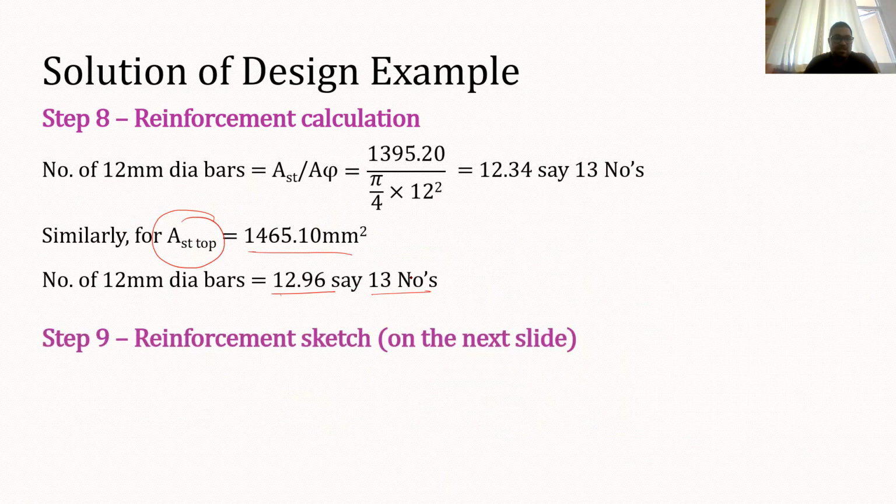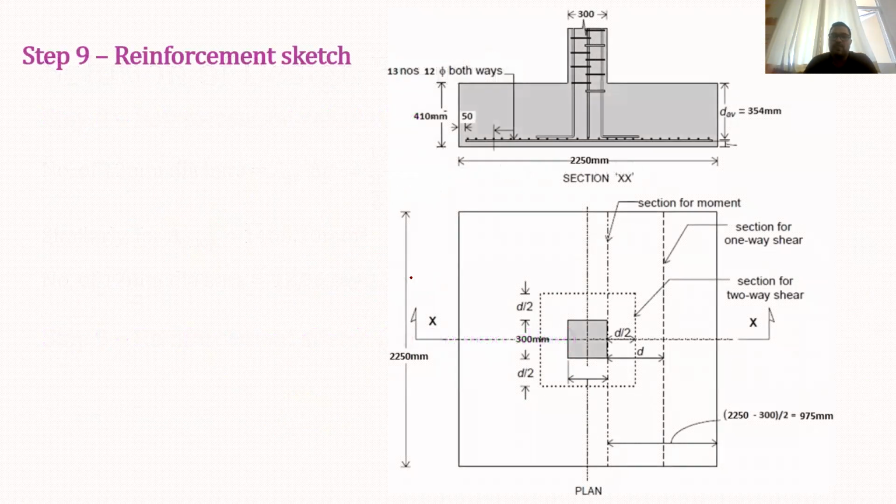So now the final step is the reinforcement sketch, which is there. So this is the cross section of the footing. These are the reinforcement of the column. So we are not responsible for calculating reinforcement in this lecture. We are only responsible to calculate this foundation. So this foundation is provided like this and like this.